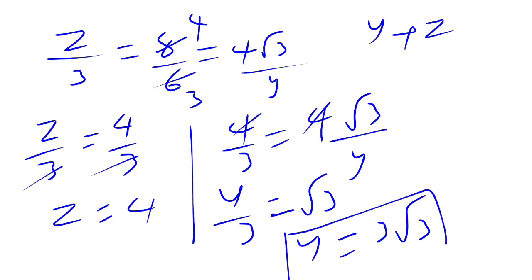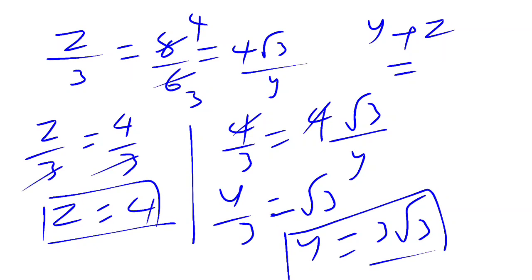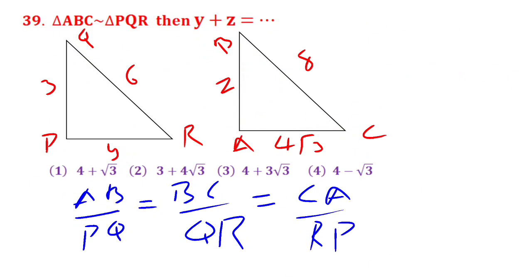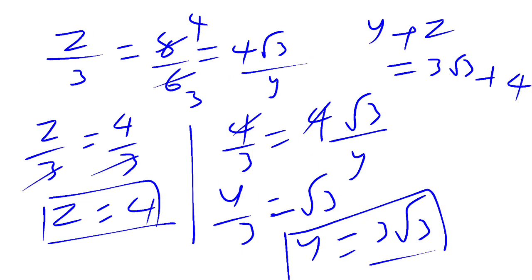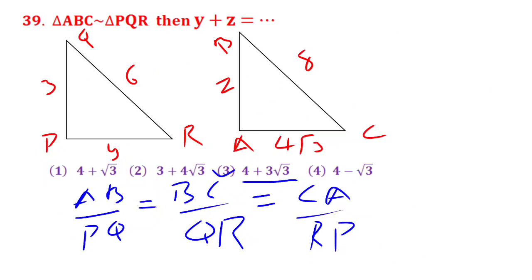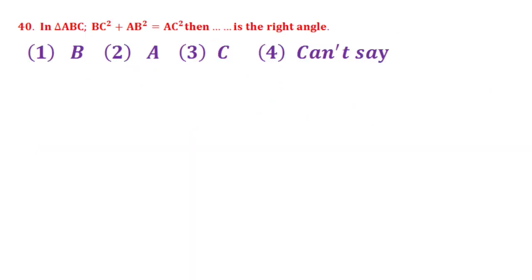Finally we found the Y value and Z value. So Y plus Z equals 3 root 3 plus the Z value 4. 3 root 3 plus 4, that means 4 plus 3 root 3. 3 root 3 plus 4 and 4 plus 3 root 3 are both the same. So option 3 is correct.